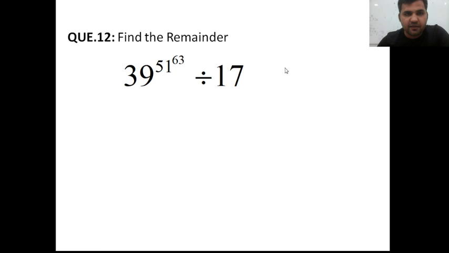Question number 12. Find the remainder when 31 power 51 power 63 is divided by 17.